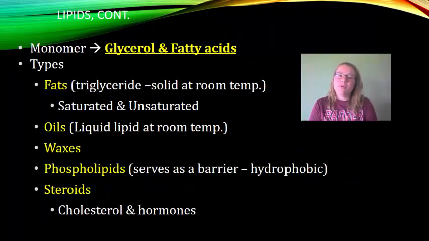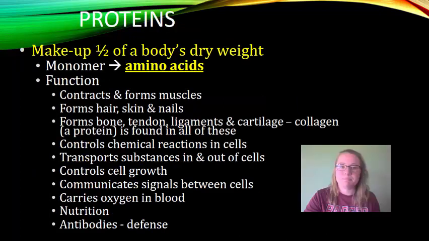So the monomer of lipids is glycerol and fatty acids. There's two different monomers that make them up. There are several types of lipids, things like fats, oils, waxes, phospholipids, and steroids. Steroids are important because they help your body to regulate a lot of its normal processes.